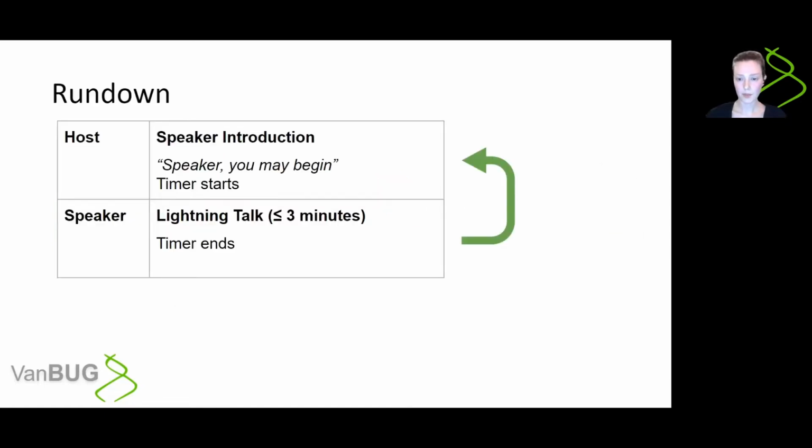Here's a little rundown of what things are going to look like. I'm going to introduce the speaker and the title of their presentation, and then I will say the speaker's name, you may begin. That is when the timer starts. They will have exactly 3 minutes before they will be cut off if they continue to talk. And then I'm going to move on to the next introduction slide and introduce them, and rinse and repeat.